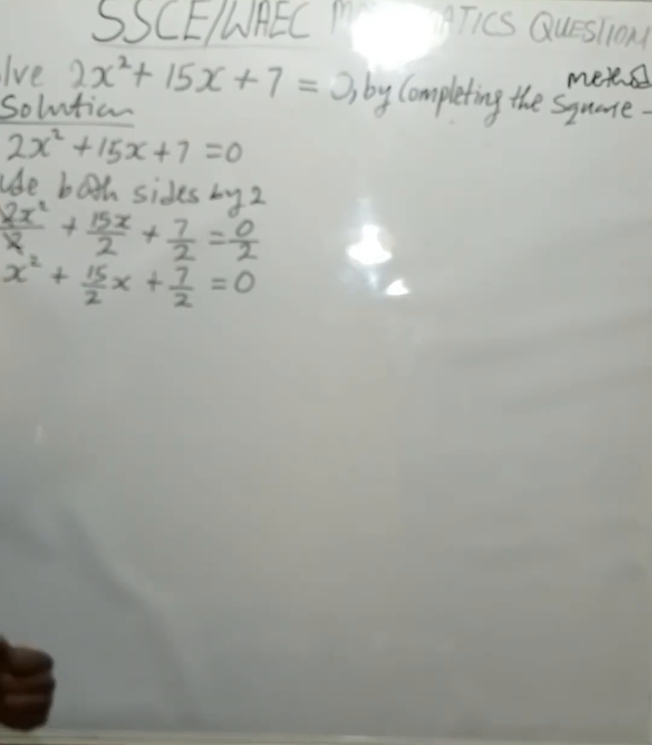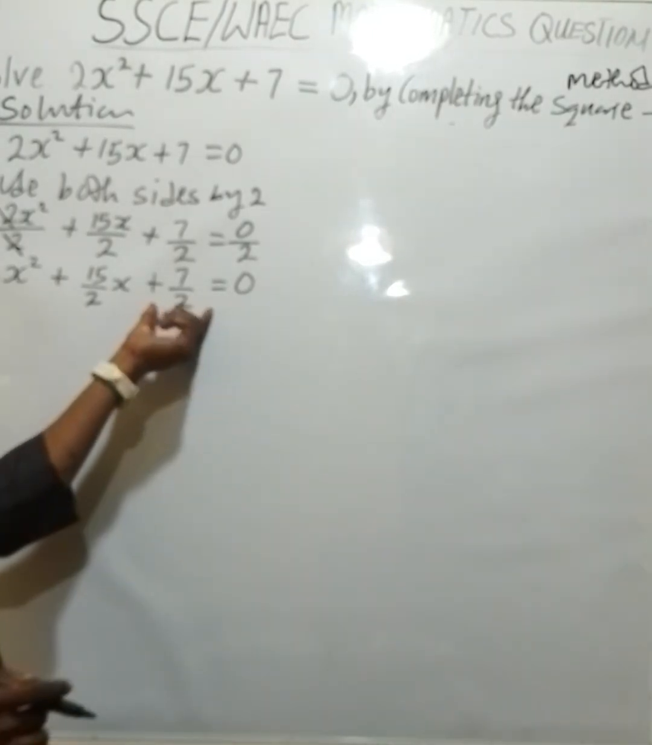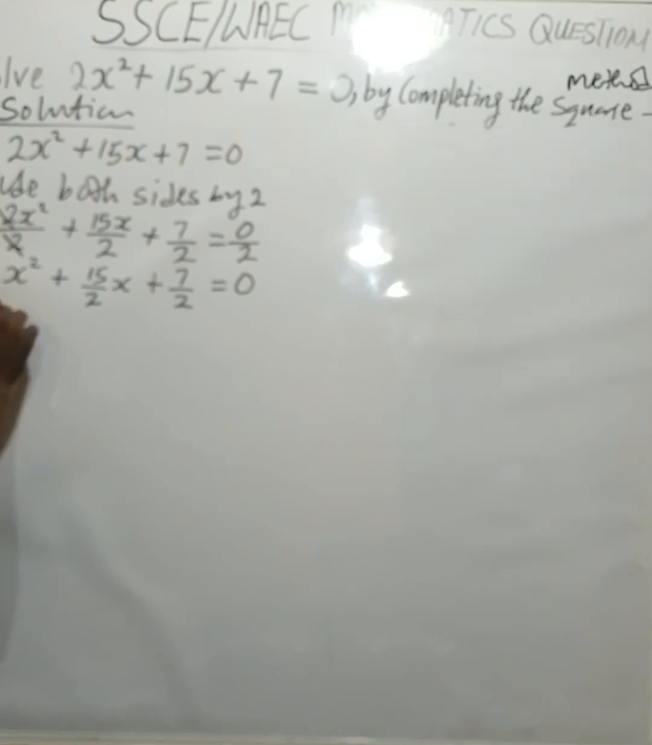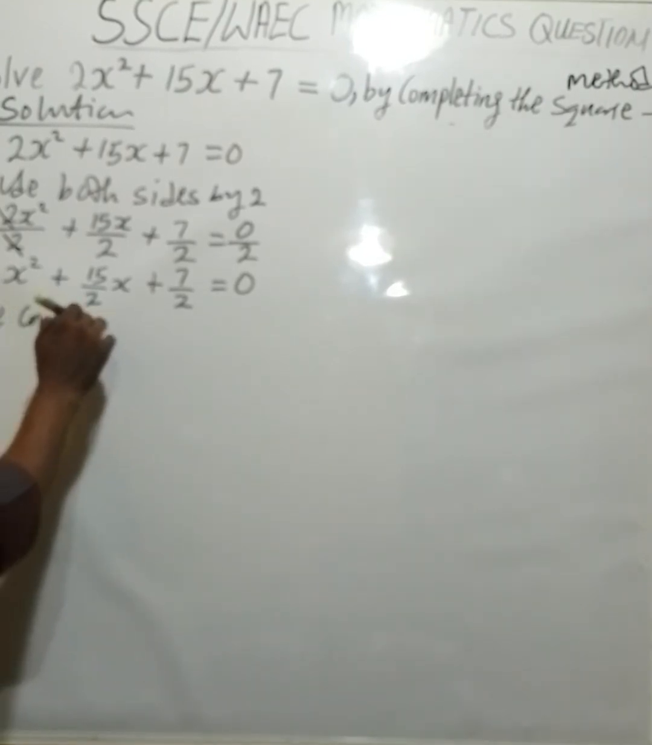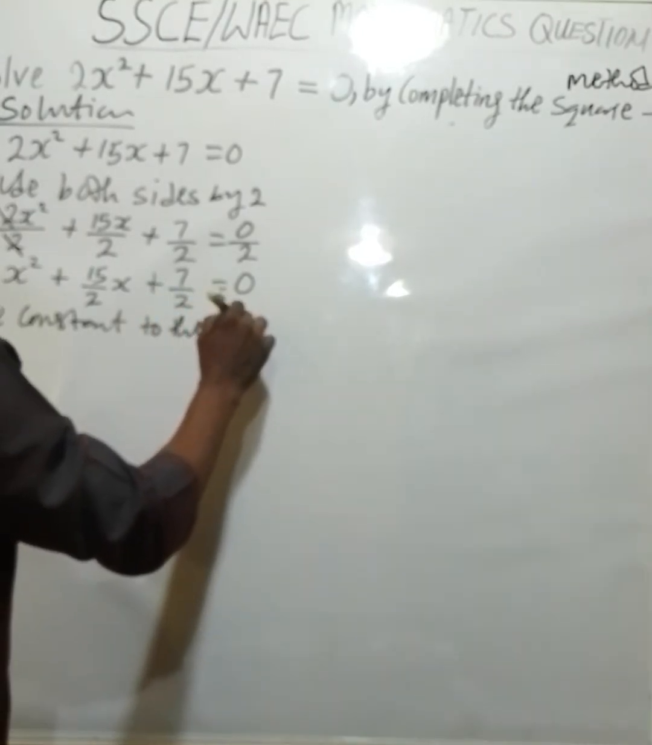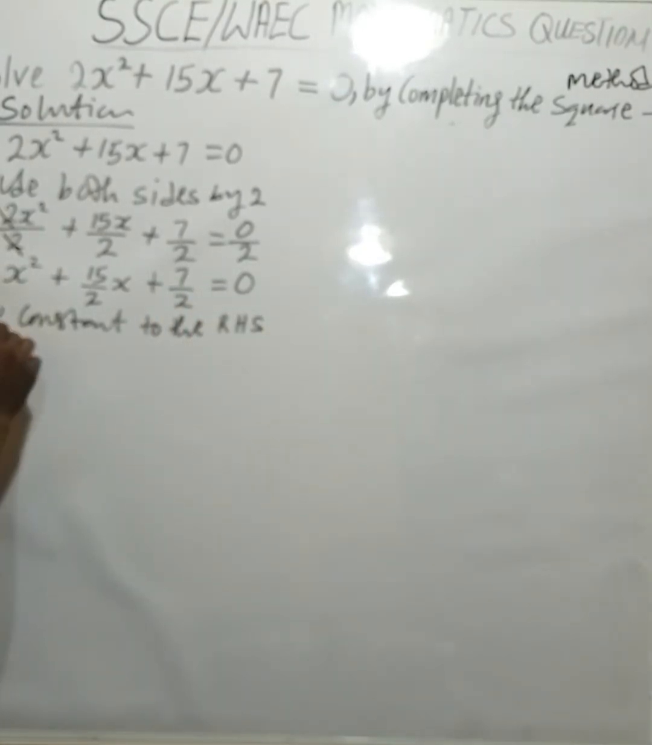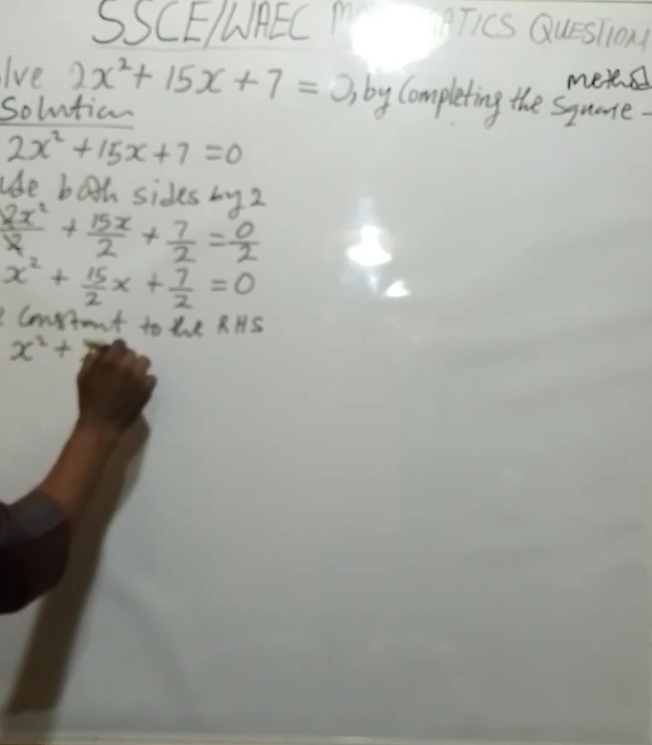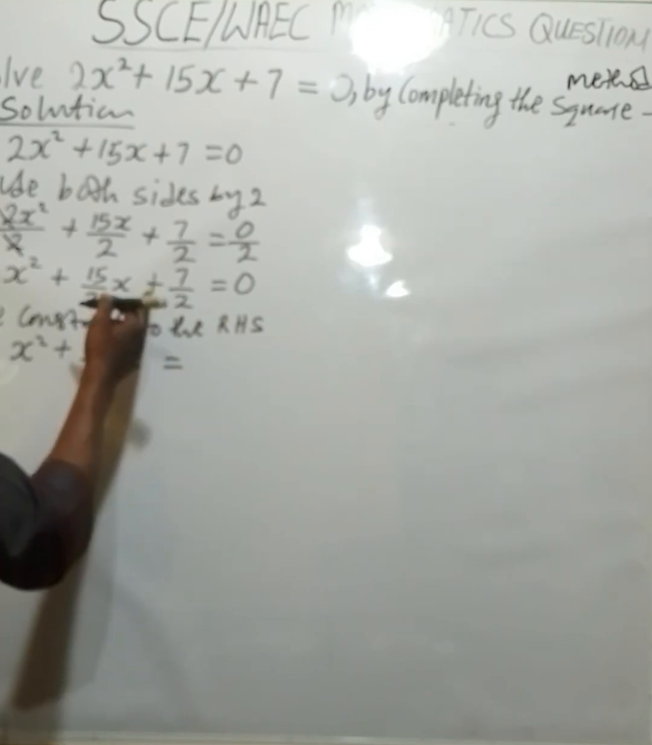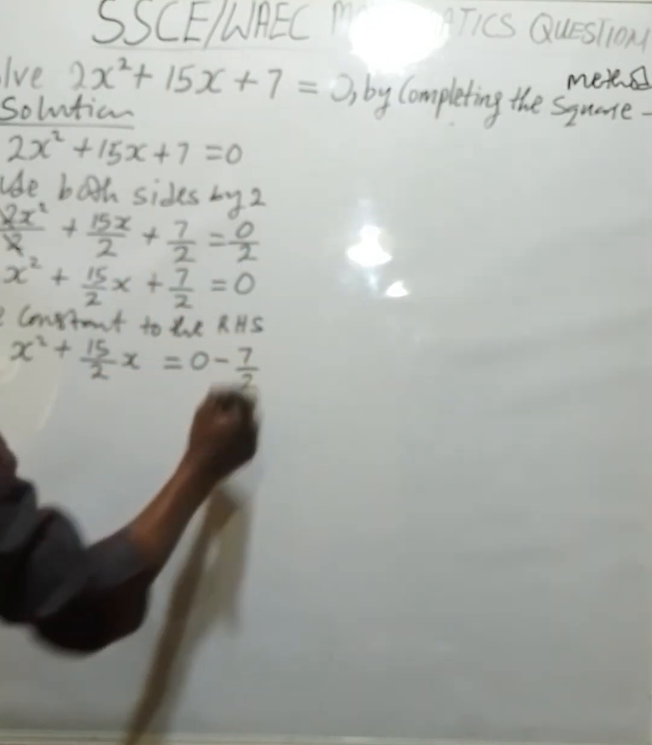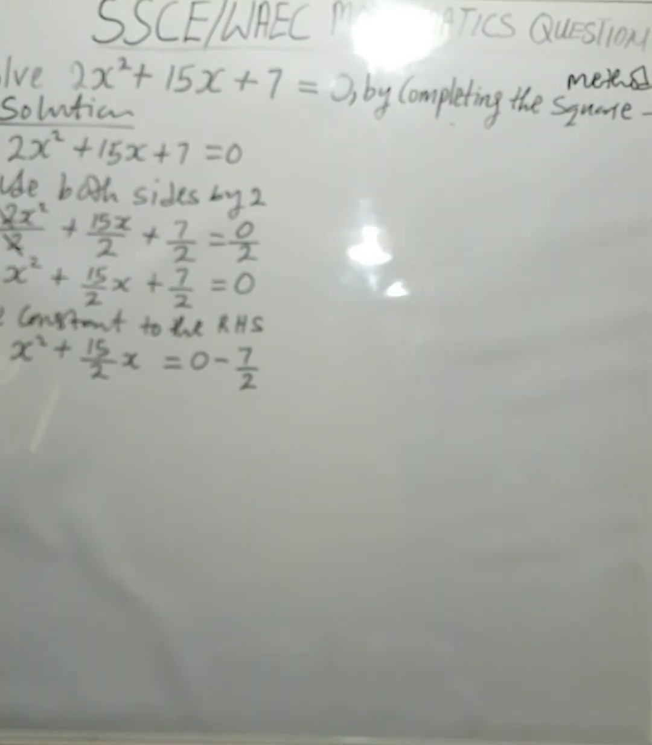Now the second step that we are going to do is we are going to take our constant to the other side. So we now say take the constant to the right hand side. It will now give us x squared plus 15 over 2 x equals, we have plus here, it will turn to minus, 0 minus 7 over 2. Are we together now?